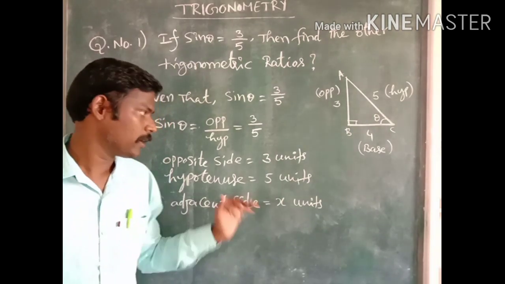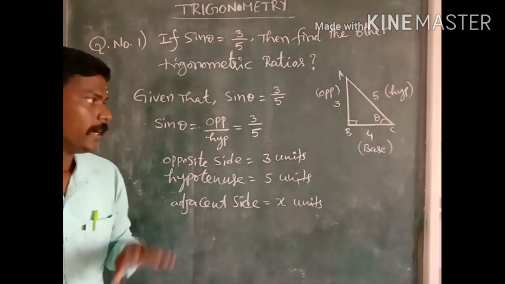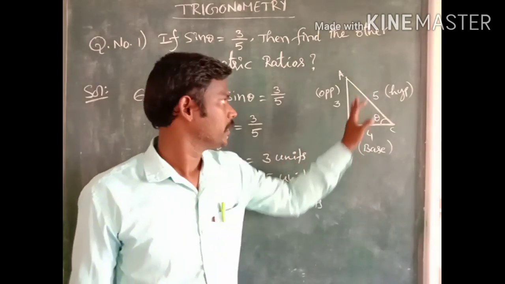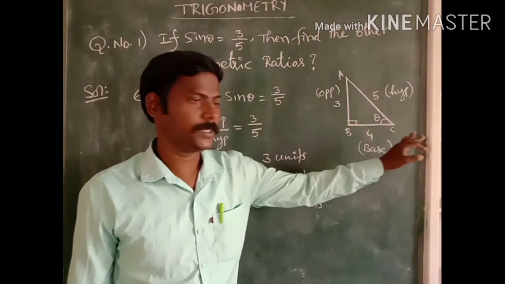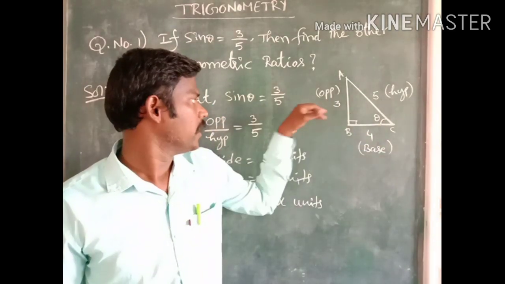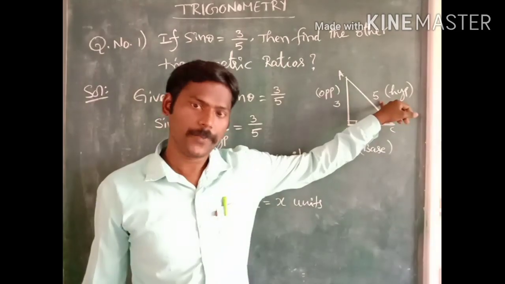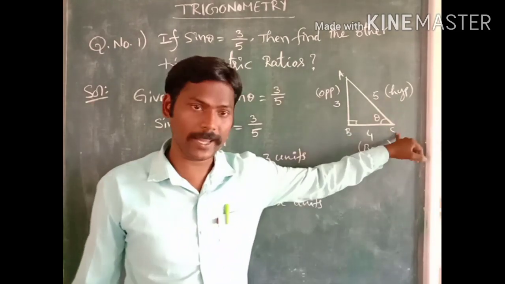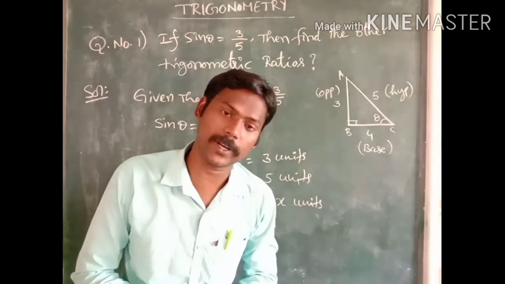Okay, children. Now, fourth point. Draw the rough diagram. A, B, C. Opposite value, how much is given? 3 units. Hypotenuse, how much is given? 5 units. Base value, I have written already, 4. But how did this 4 come?